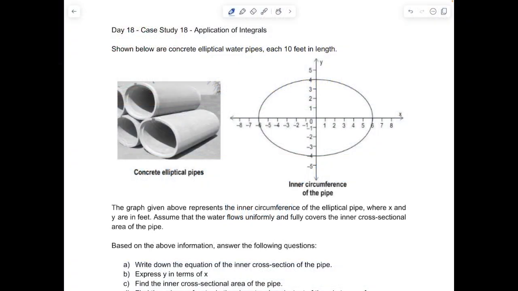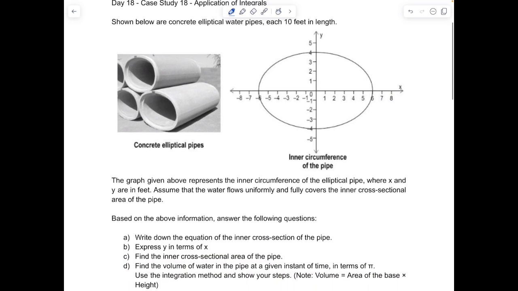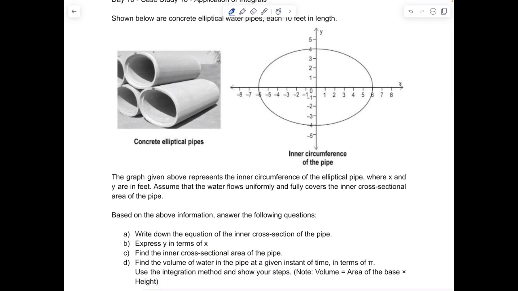The question goes like this. Shown below are concrete elliptical water pipes, each 10 feet long. The graph given above represents the inner circumference of the elliptical pipe where x and y are in feet. Assume that the water flows uniformly and fully covers the inner cross-sectional area of the pipe. Based on the above information, answer the following questions.